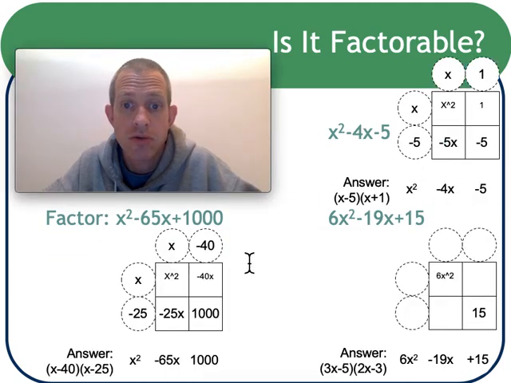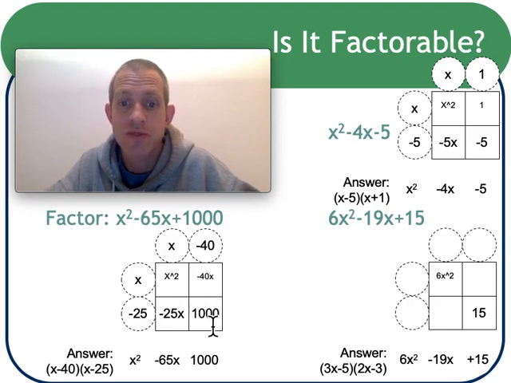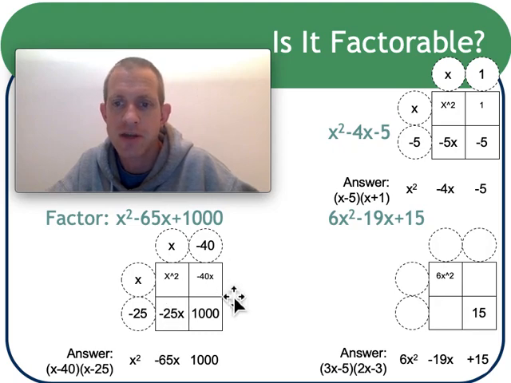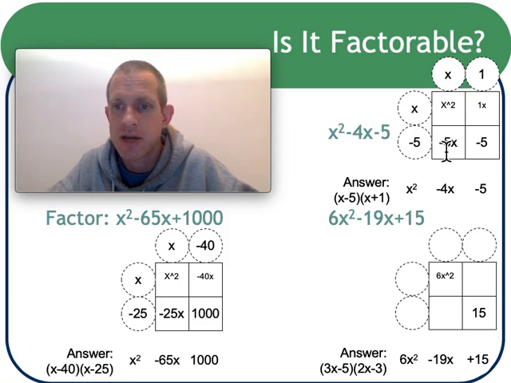So here is most of the work for most of these problems. I got a final answer of x minus 40 and x minus 25 for this problem down here. That was a bit of a struggle because I had to come up with numbers that multiply up to 1,000 and add up to 65, but it wasn't that hard to find a combination. For this problem up here, I needed a combination of numbers that multiplies to -5 and adds up to -4, and that came pretty easily. Final answer is x minus 5 times x plus 1.